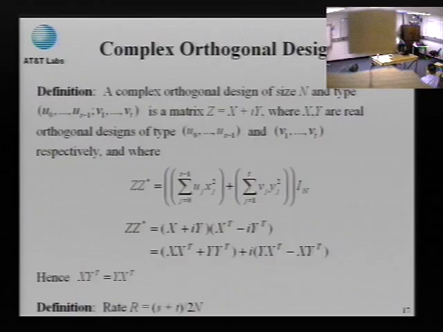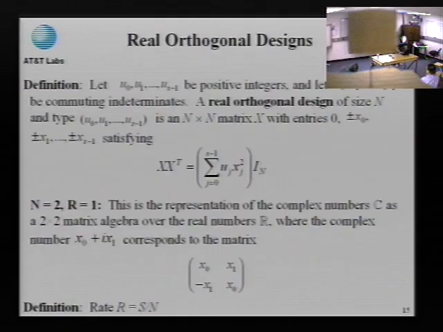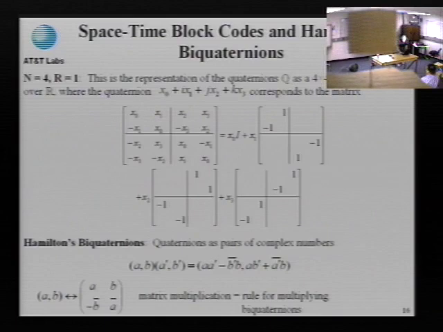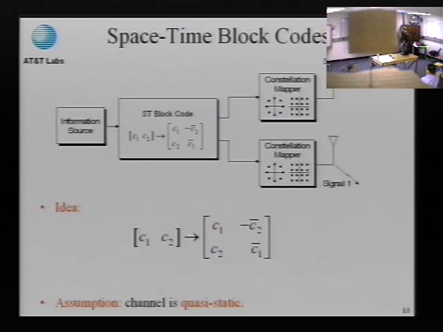Let me make a few comments about this. So these matrices are quite special. They correspond to quaternions, which means that if I add two matrices that look like this, I get another one that looks like that. If I multiply two of them together, I get another one that looks like that. If I ever had to take the inverse of one of these matrices, I get something that looks like that. So from a signal processing point of view, there are closure properties here that are really nice.